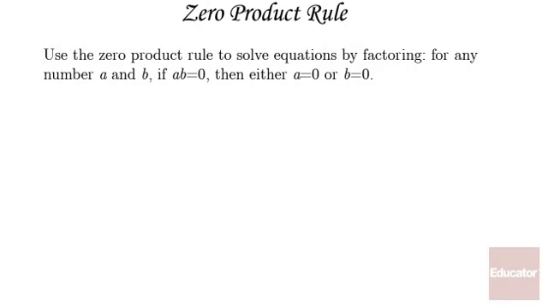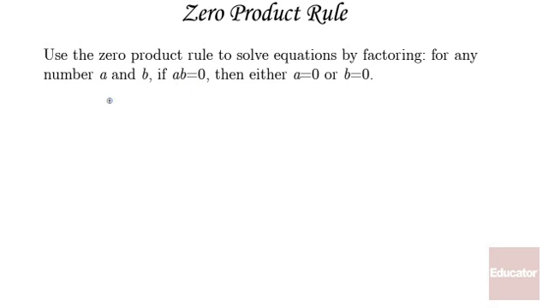Now, once you've factored, you need to use the zero product rule to actually find the solutions. The zero product rule says that for any numbers a and b, if ab is 0, then either a is 0 or b is 0. Because if a equals 0, then you'd get 0 times b. That would work as a solution. If b is 0, then 0 times a would give you 0, and that is also a solution.